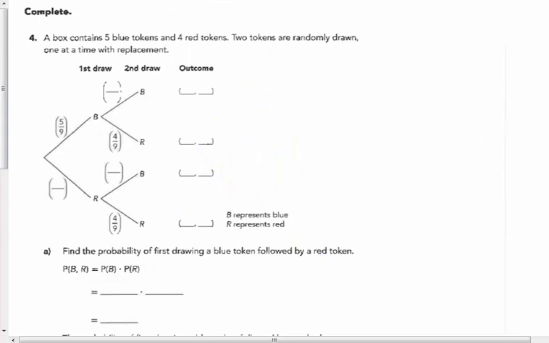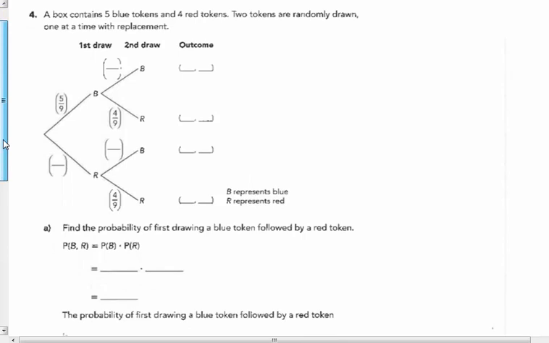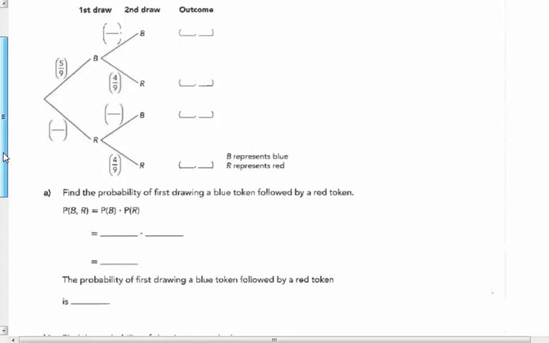In number 4, next page, page 11, a box contains 5 blue tokens and 4 red tokens. 2 tokens are randomly drawn, one at a time with replacement, meaning you pick a blue one out, you look at it, you record it, and you put it back in. So there are still 9 tokens in the box. We're going to get to the point where you may take the token out and leave it out. That's dependent probability. That's coming next. Right now, we're putting them back in. It's called replacement.